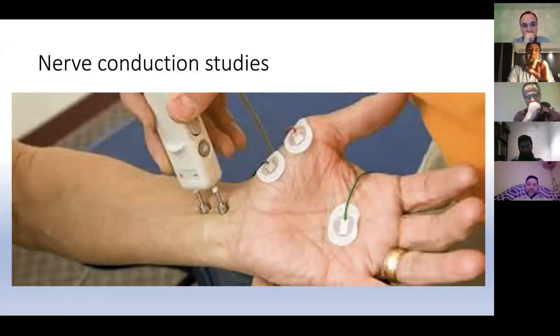So what do you actually put on a form when you request a nerve conduction study? Well, you request two things. You request the nerve conduction study and you request an EMG. And a nerve conduction study looks at the electrical activity in a nerve, either sensory or motor, whereas the EMG looks at the electrical activity in a muscle.